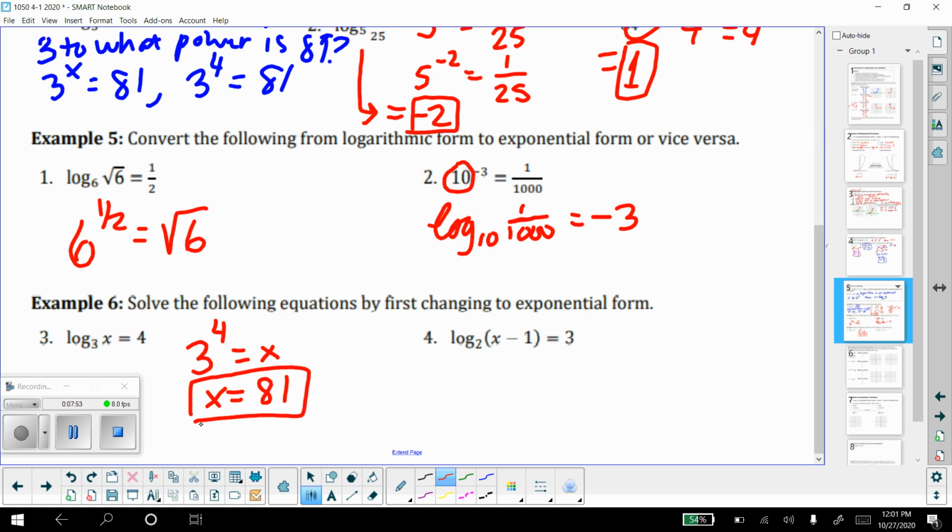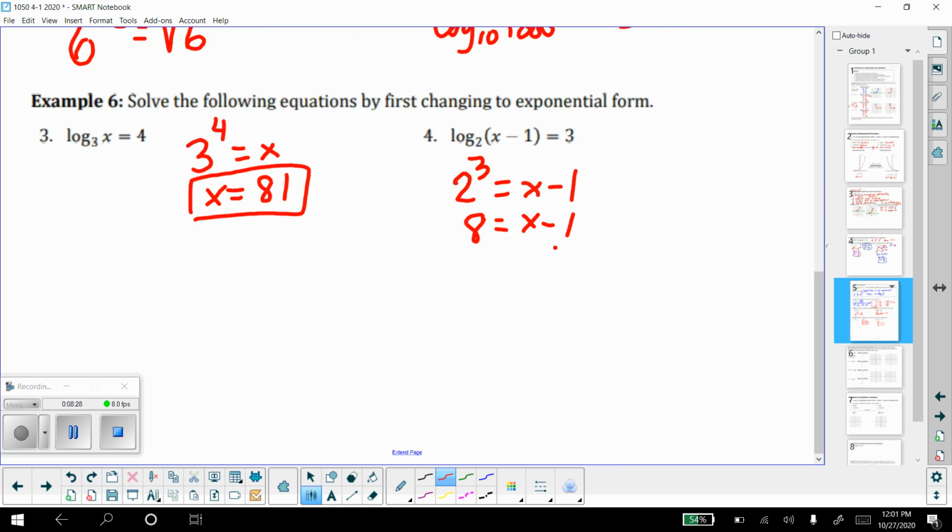Let's try the next one. So log base 2 of x minus 1 equals 3. Remember, the logarithm is the exponent. So the 3 is the exponent, so when I take the log base, that becomes my exponential base. The exponent is what that log is equal to, and then the other part, the argument of the logarithm, just goes over here on the other side. So now I just do this math. 2 to the 3rd power, so 2 times 2 is 4, times 2 is 8. 8 equals x minus 1. I just want to get x by itself, so I'm going to add 1 to both sides. And I solved my logarithm equation, x equals 9.